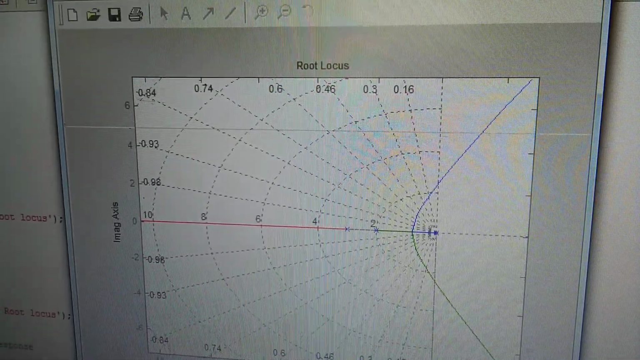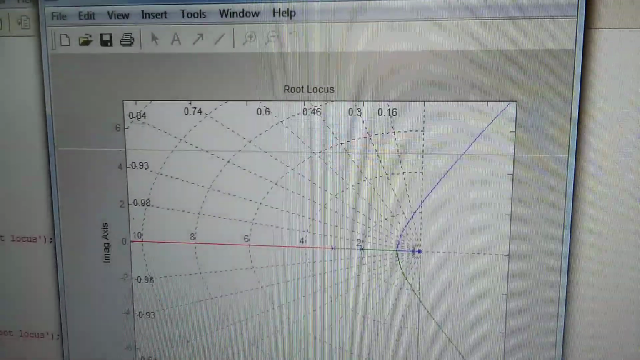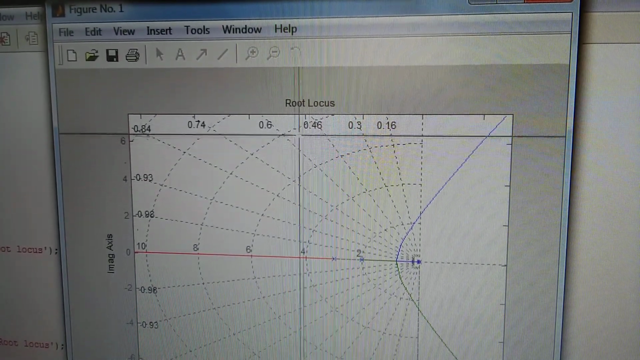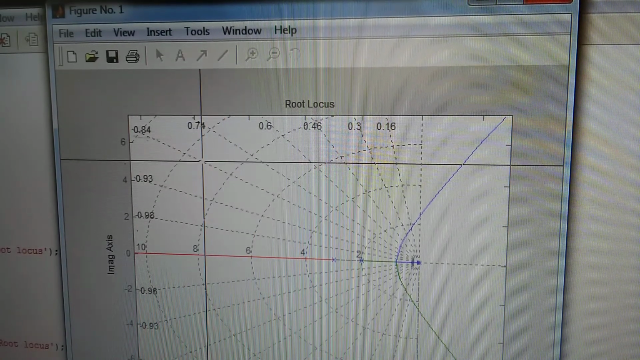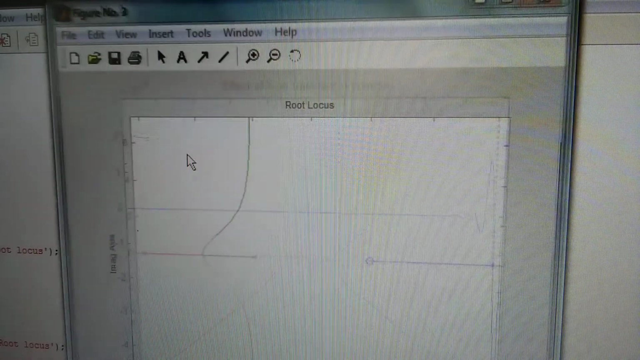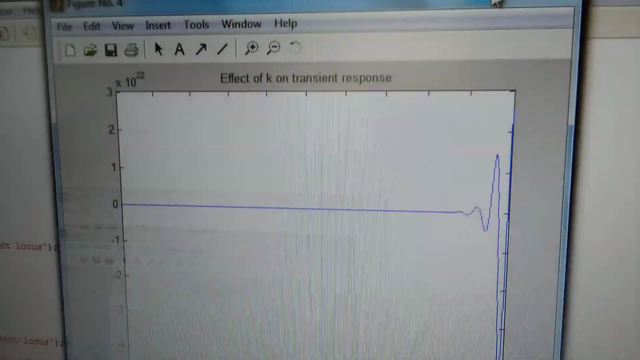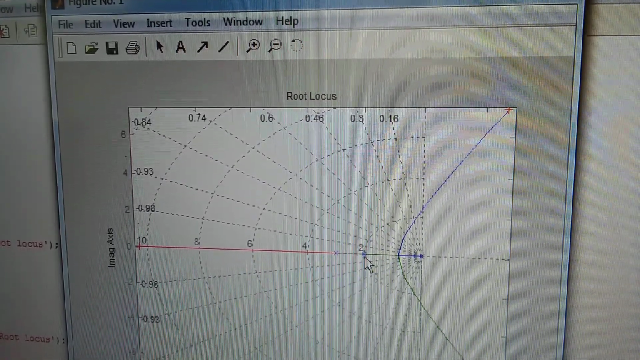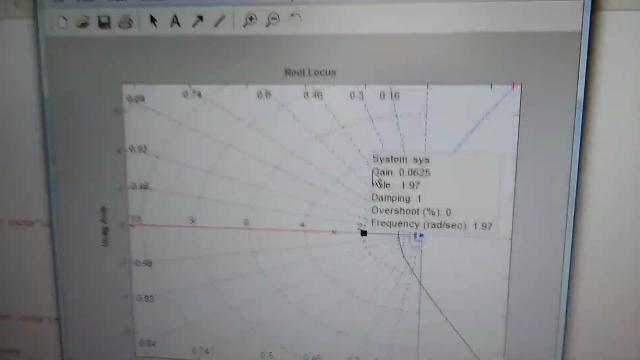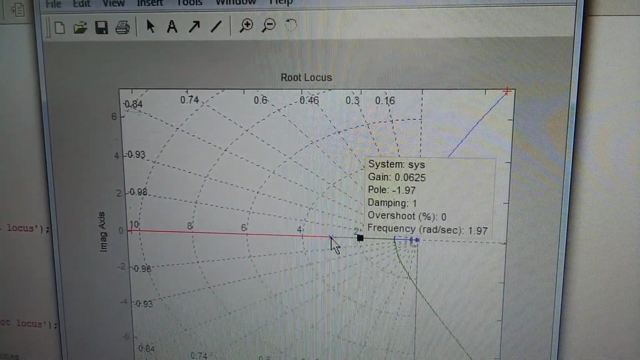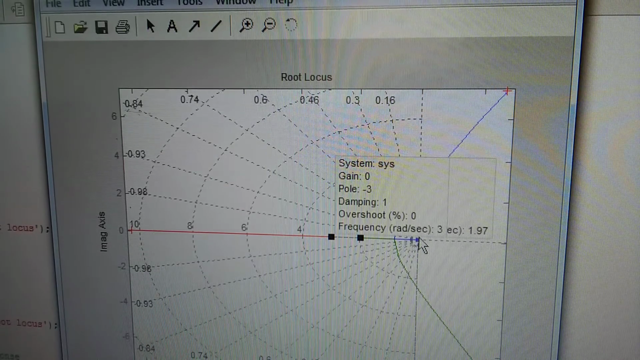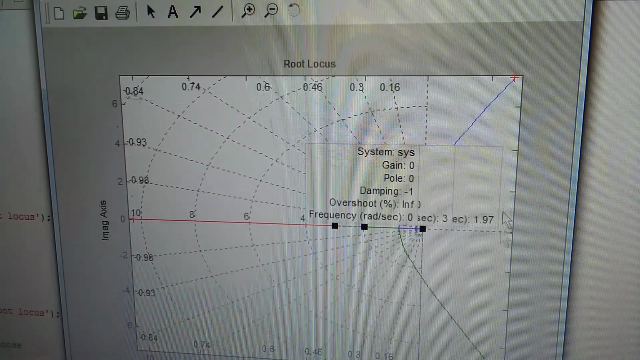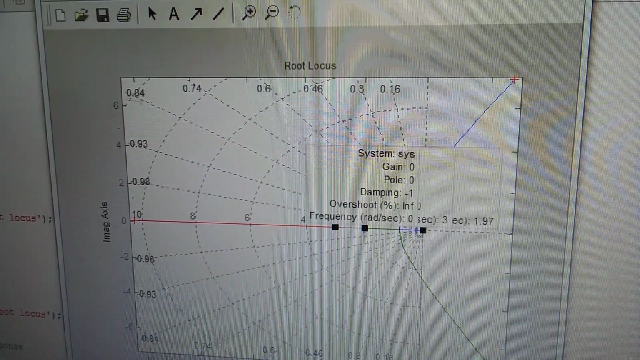For the given transfer function, 1 divided by s cubed plus 5s squared plus 6s, we can draw the root locus. If you left click, you automatically get the other graph. You see here, these are the poles. First pole, and then what is the gain, the damping, the overshoot. This is the second pole, and then this is the gain. Everything is in the plot. This is the root locus of the given transfer function.